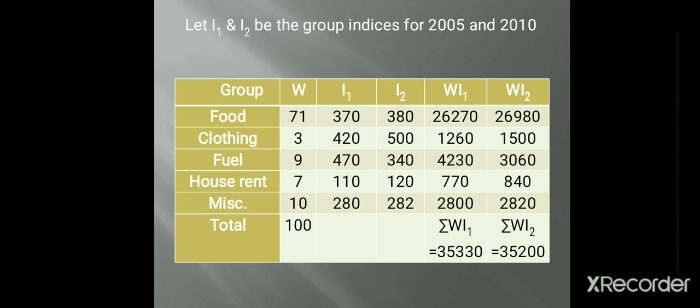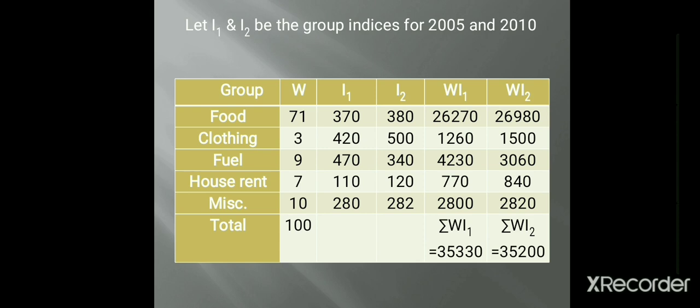Together, the total of all values in Wi1 column results in 35,330. That is, summation Wi1 is 35,330. Similarly, find the values of Wi2 column by multiplying the values of W column with corresponding I2 column.